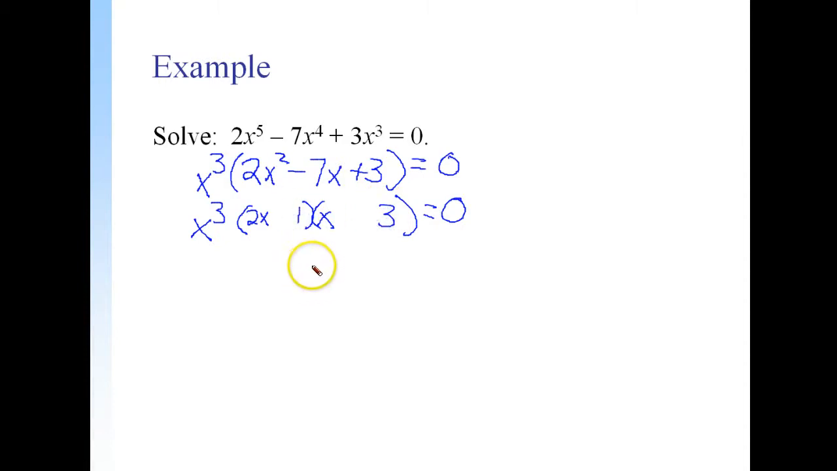Now, what will my signs be? Remember, this is a positive 3. This is a negative 7. In order to get there, I have to have 2 like signs. In this case, to be sure it becomes a negative, I need a negative times a negative to make this a positive, and this checks out. Okay, now the next step is equate each of your factors to 0.